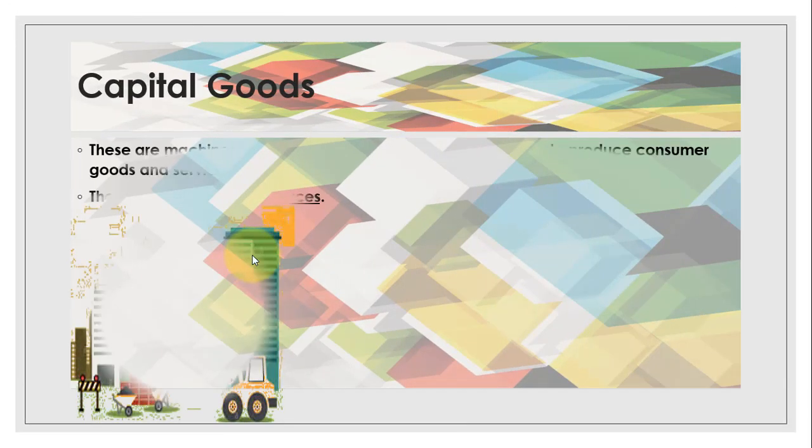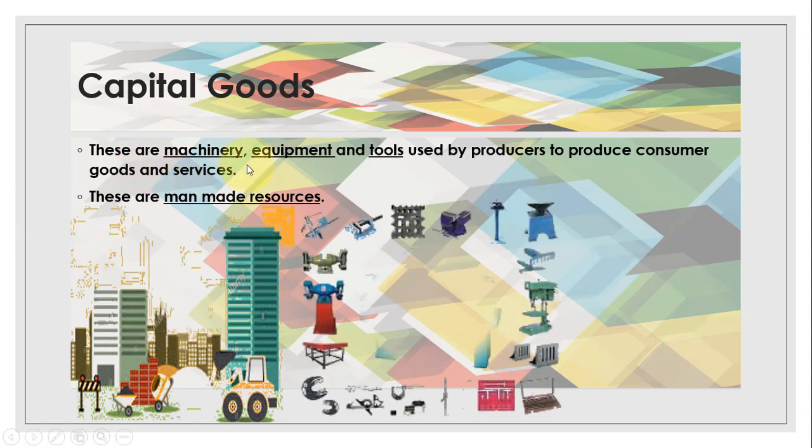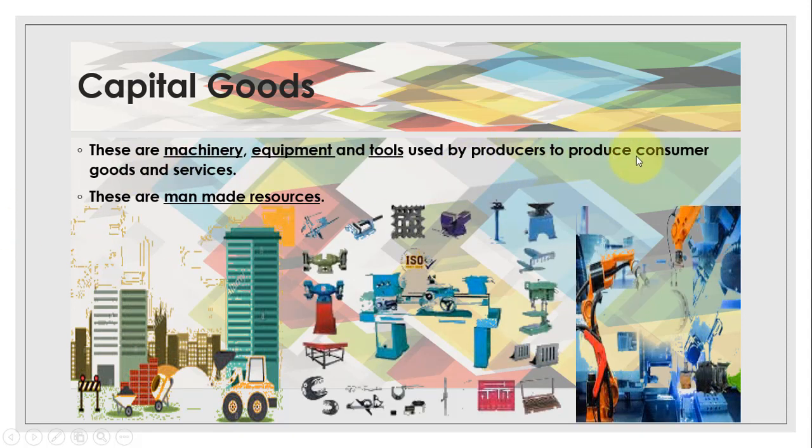Capital goods. These are machinery, equipment, and tools used by producers to produce consumer goods and services. These are man-made resources. Capital goods are basically the goods which help the producers to produce consumer goods and services. The buying of capital goods is basically an investment for the producer. Why? Because this investment helps the producer to earn money or generate revenue.